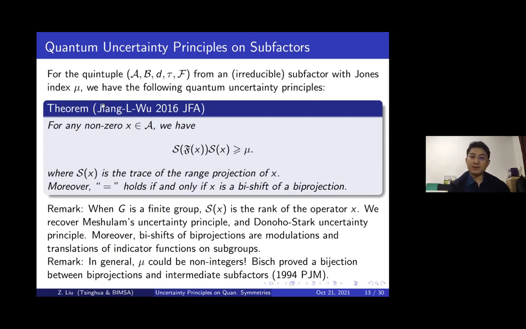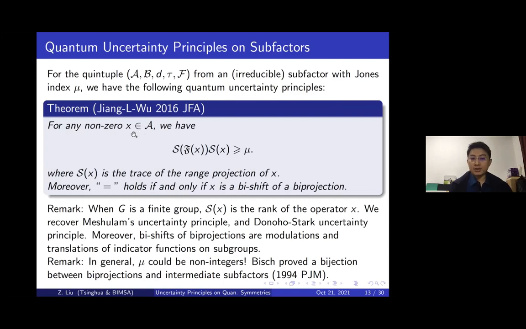Now for the subfactor, we have the following uncertainty principle on the quantum symmetry. We call it the quantum uncertainty principle. Even though this is weird, the uncertainty principle itself is quantum. And here we emphasize this quantum again, to emphasize that the statement is similar, because that's Fourier duality.